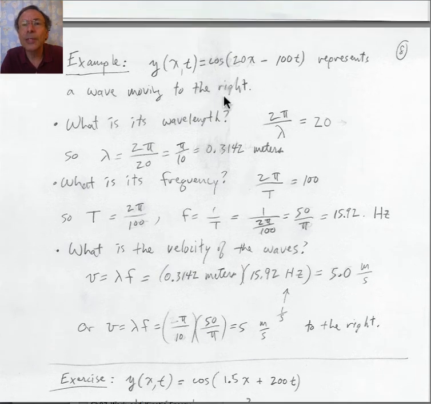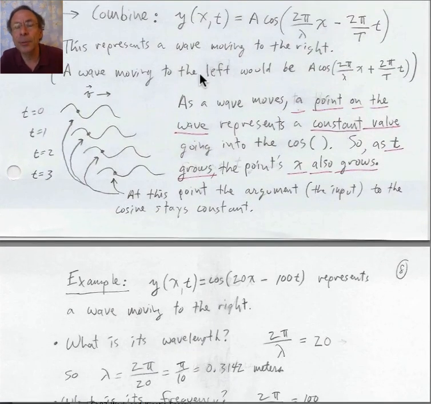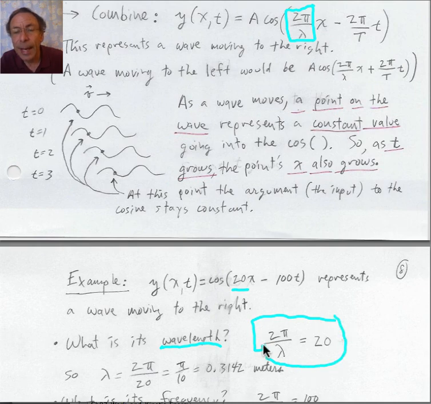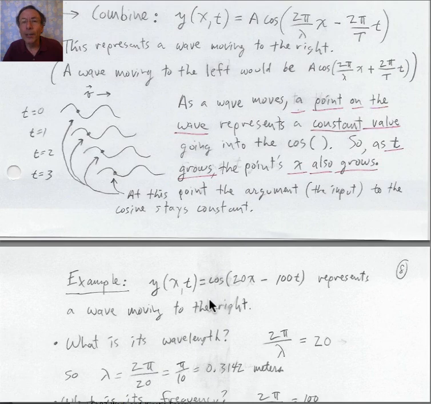Now, the approach you need to take is a comparison approach. This 20 here matches up with 2 pi over lambda. If I want to figure out the wavelength, I use the fact that 2 pi over lambda equals 20. Then I can solve for lambda: multiply both sides by lambda, divide both sides by 20, and I get that lambda equals 2 pi over 20, which is pi over 10, which is 0.3142 meters.